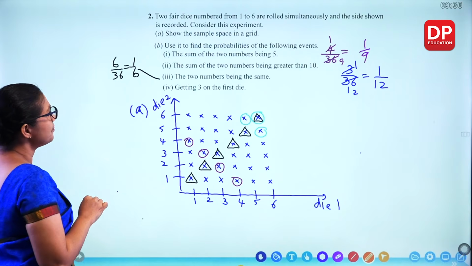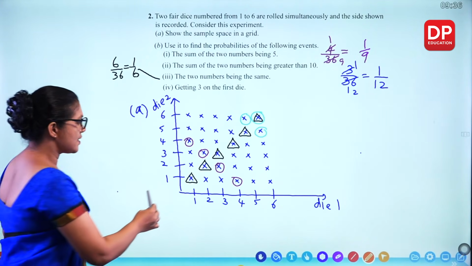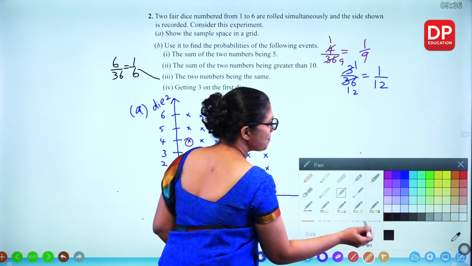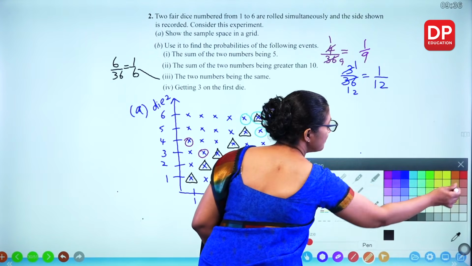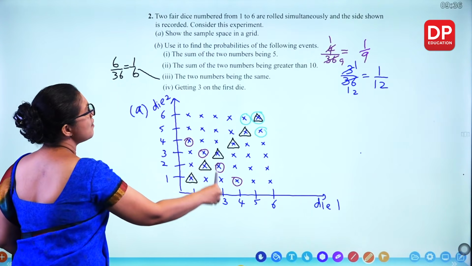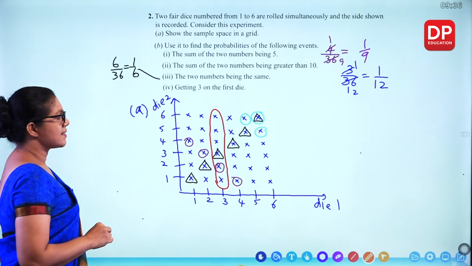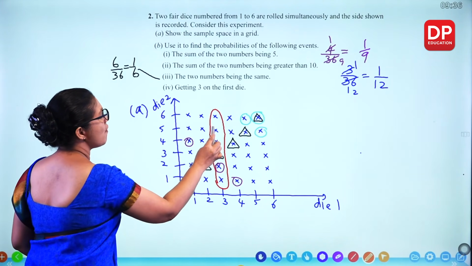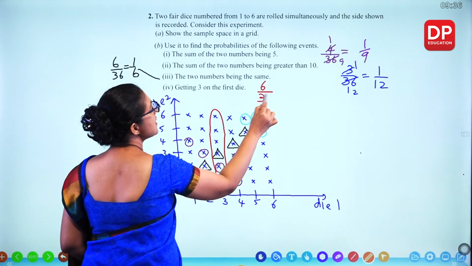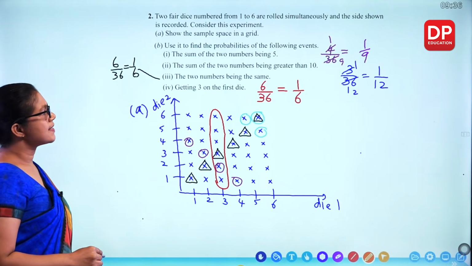Last part, getting 3 on the first die. So first die is here, getting 3. So how can we mark that? I'll take red color. 3 on the first die means I can get all possibilities like this. So 1, 2, 3, 4, 5, 6 possibilities are there out of 36. When we simplify, you get 1 over 6.